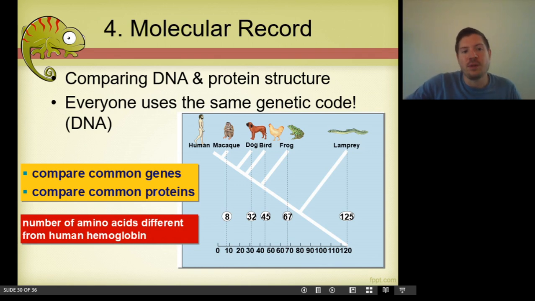So this is showing you how many amino acids are different from human hemoglobin, the protein in blood that helps carry oxygen. So, for example, this macaque has 8 differences because it's closely related, so that's not very many differences, whereas a dog has 32, a bird has 45, frog has 67, and a lamprey has 125 differences. So, in other words, their protein is quite a bit different than ours because our common ancestor with them lived a long time ago.